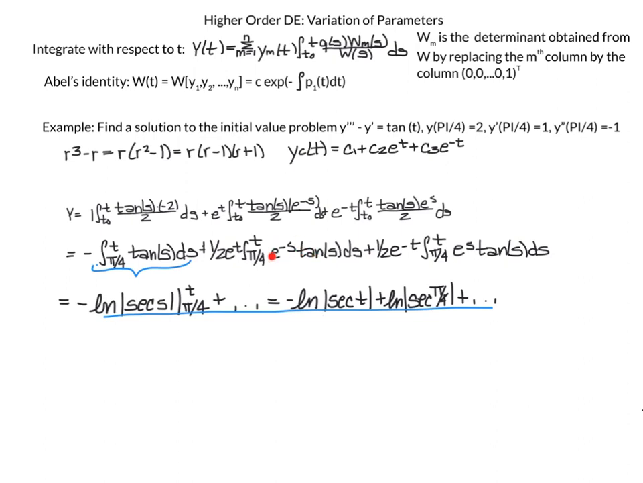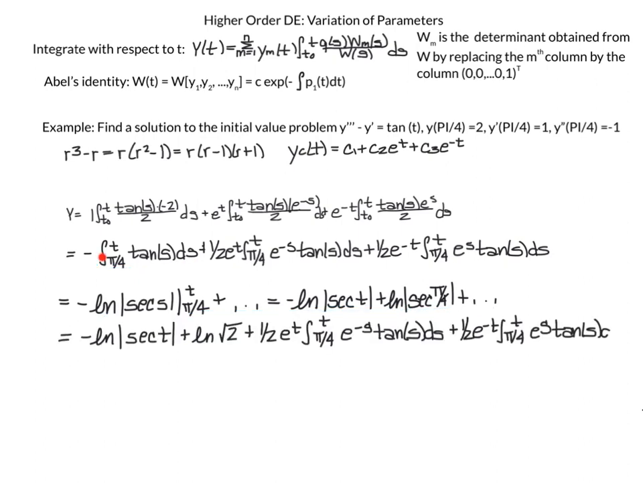I can't really do a lot with this e to the s tangent of s right now, but I can simplify this tangent of s. So I integrate tangent of s, I get natural log of secant of s, and I can plug in my limits of integration t and pi over 4, and I'll get natural log of secant of t plus natural log of secant of pi over 4. So from here, I have natural log of secant of t plus natural log here of square root of 2, plus my 1/2 e to the t integral e to the s tangent of s, and my 1/2 e to the minus t integral of e to the s tangent of s.